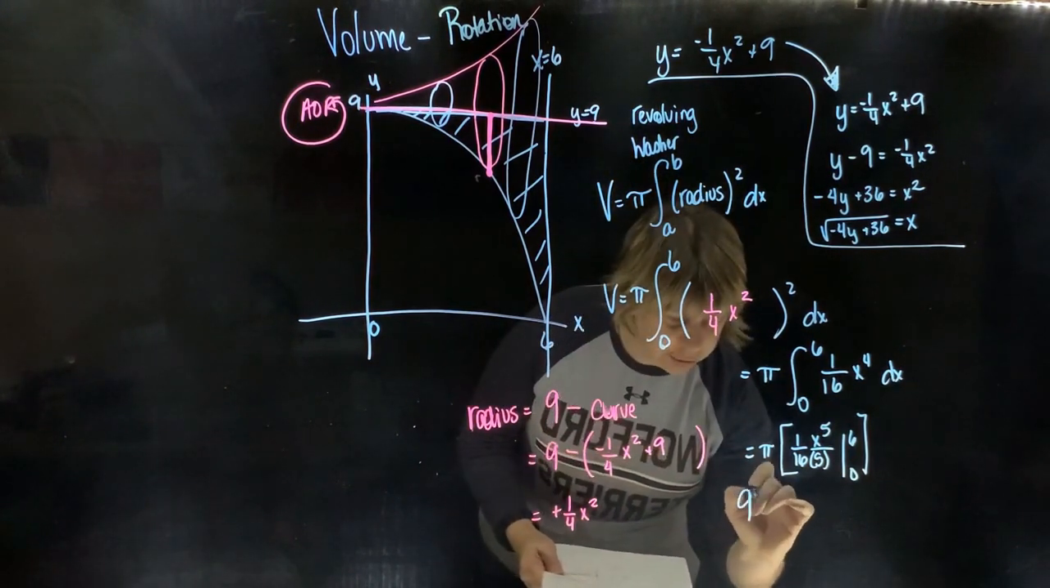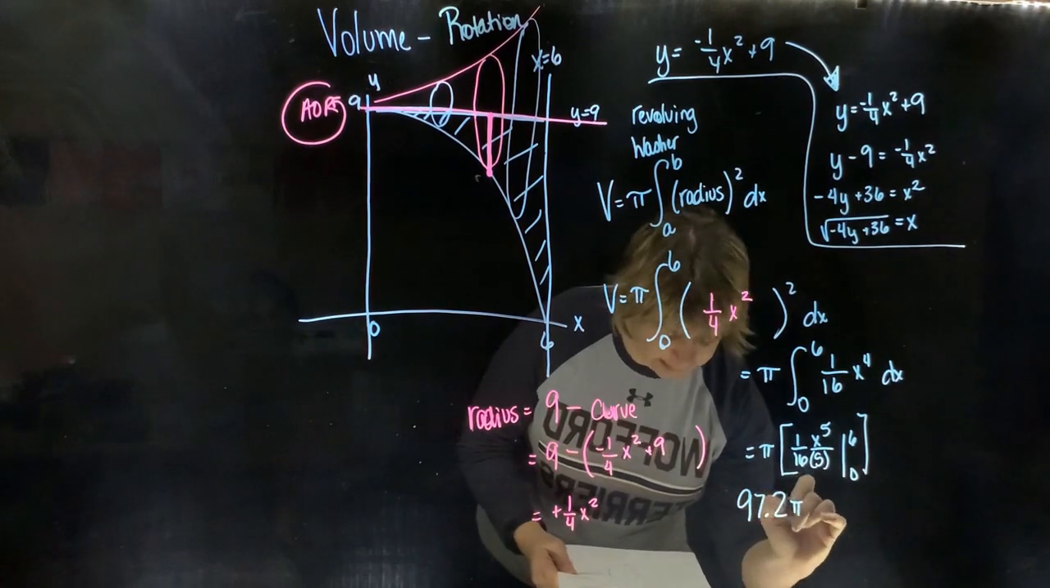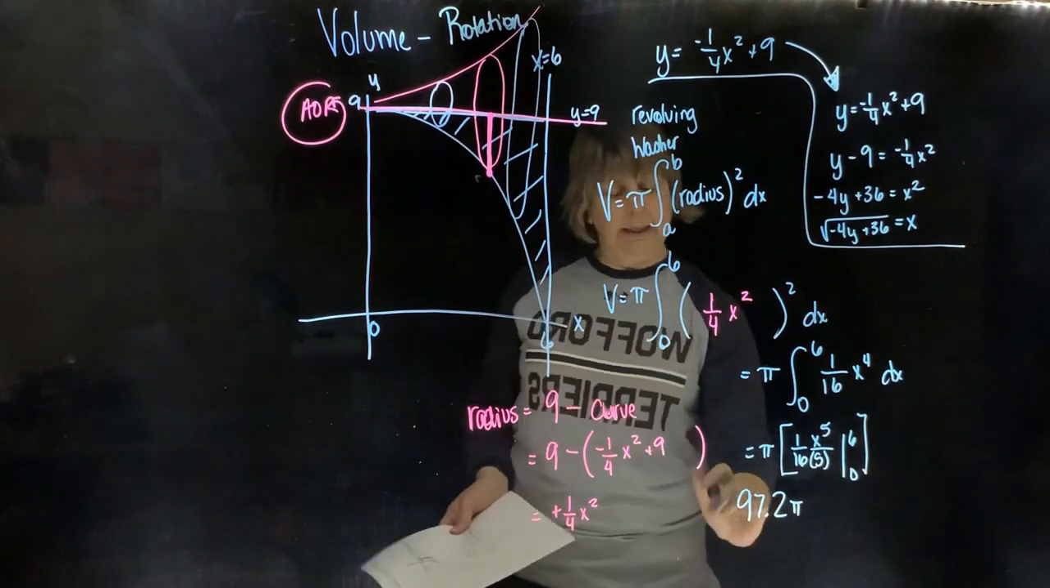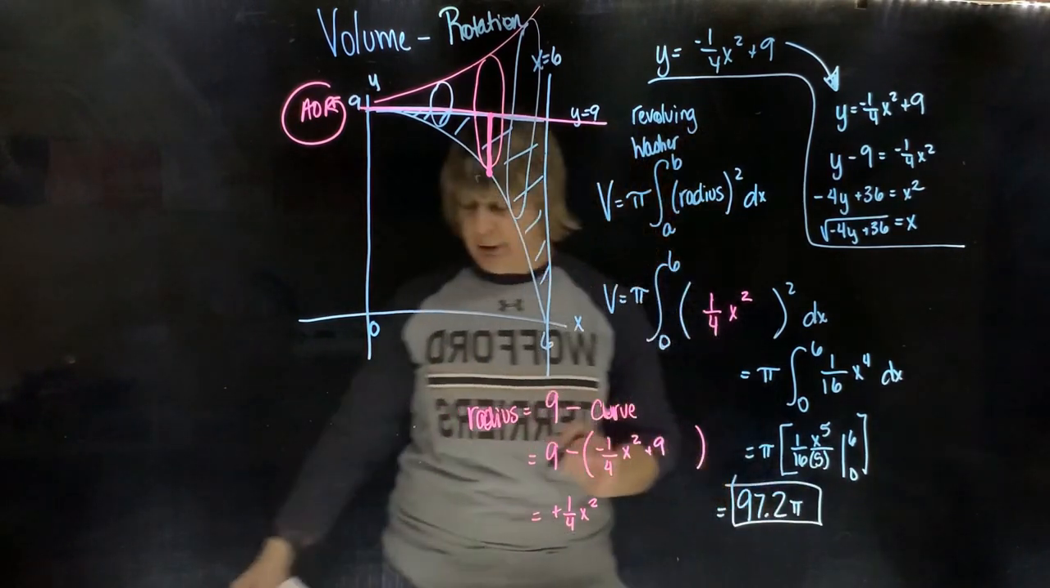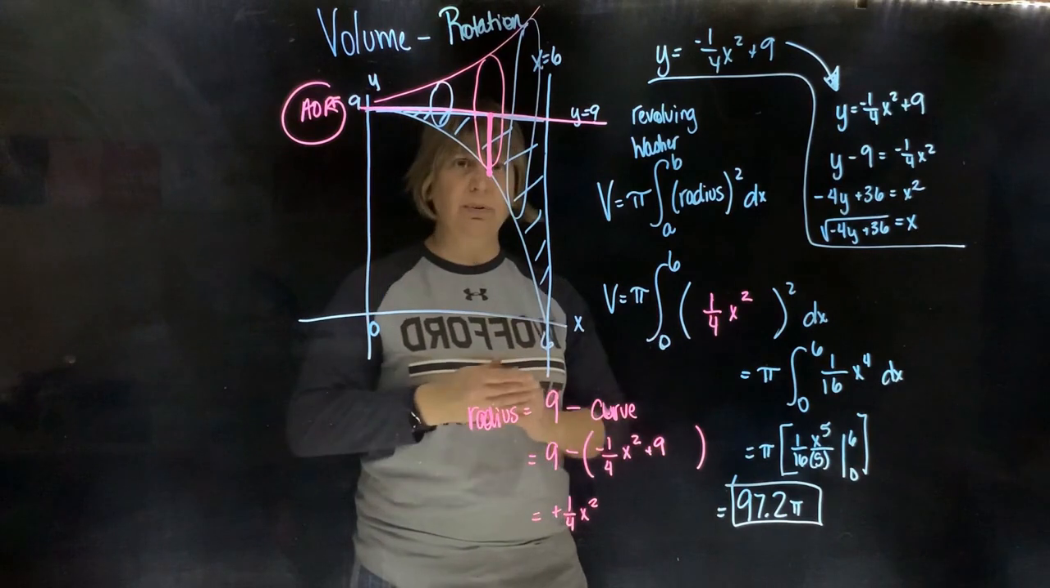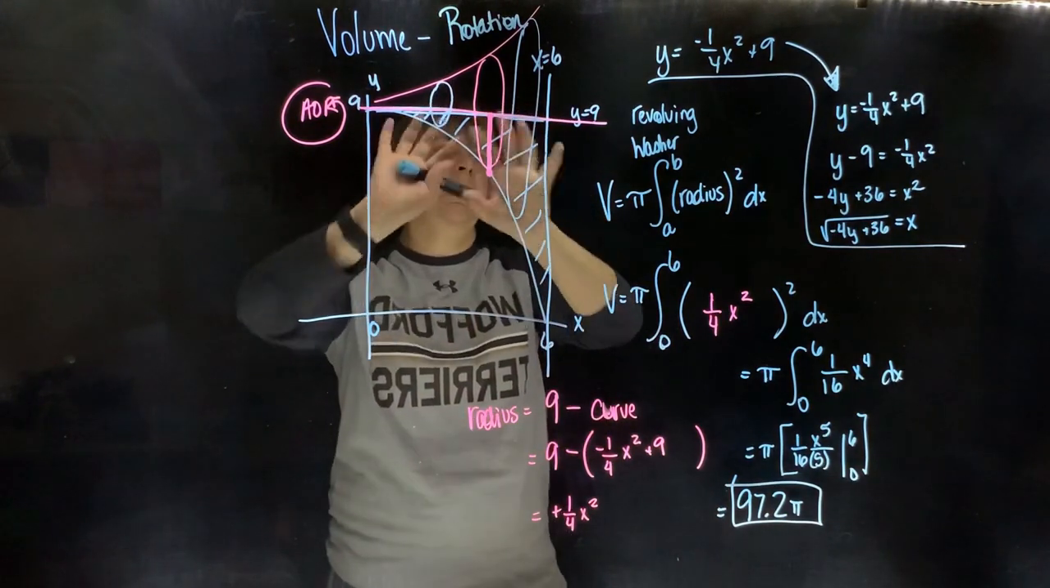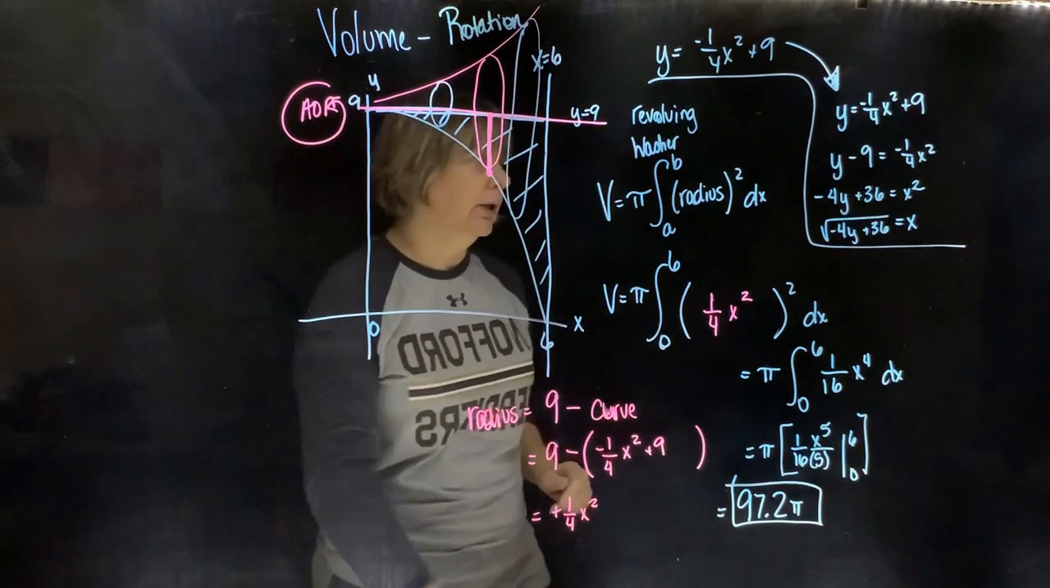If I were a professional YouTuber, guess what? I would edit and try again, but I am not. So you get 97.2 pi as your answer. Hopefully that makes sense. So we're doing top minus bottom, but it is still a washer. All right.